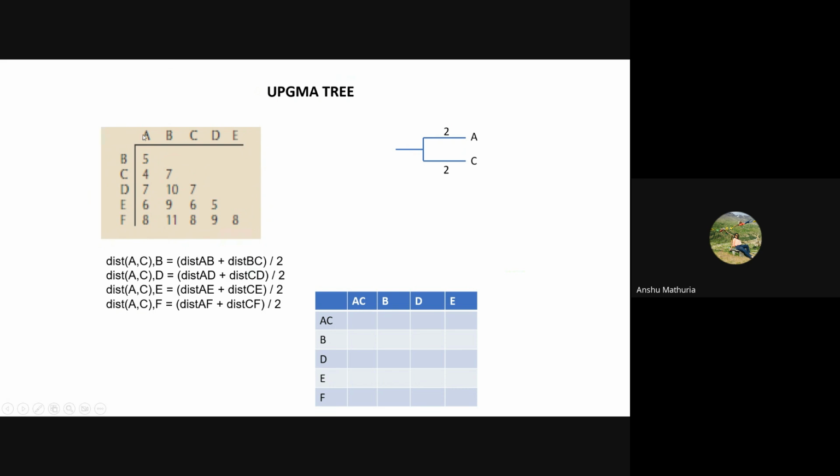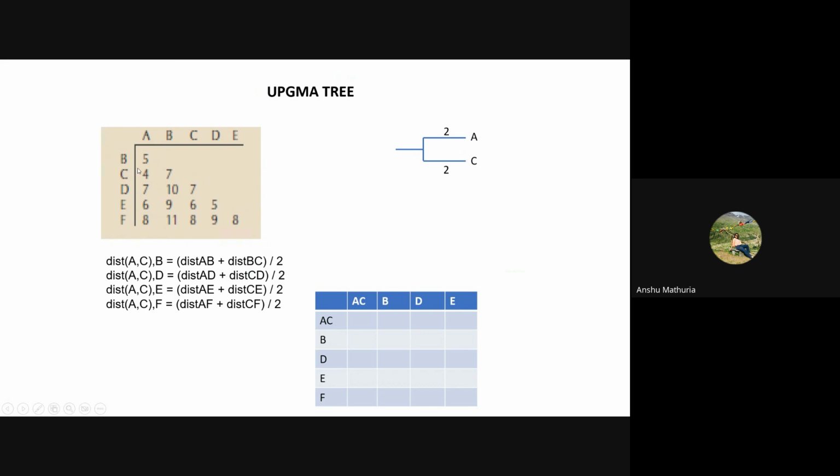So in the top row it was A, B, C, D, E. Now it became A, C, B, D, E. C is removed because C came with A. And similarly in this column also it was C. Now C is removed and it became A, C, B, D, E, and F. Is it clear? Yes, ma'am. Okay.